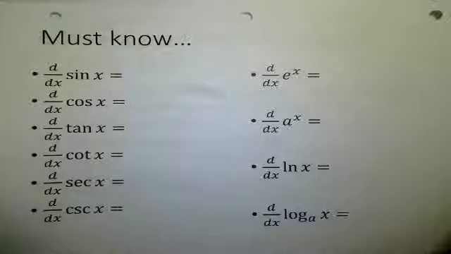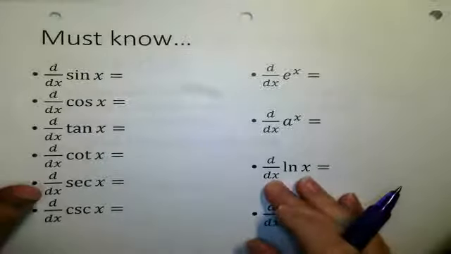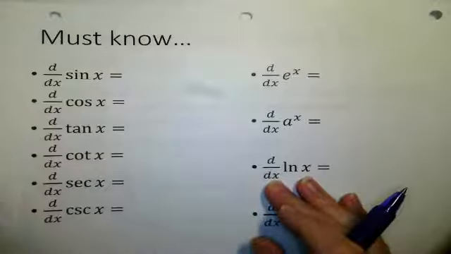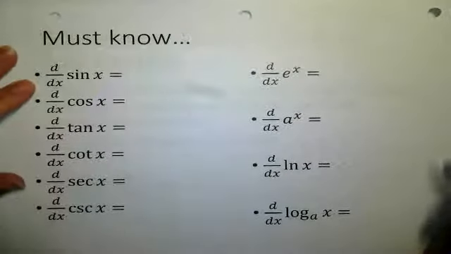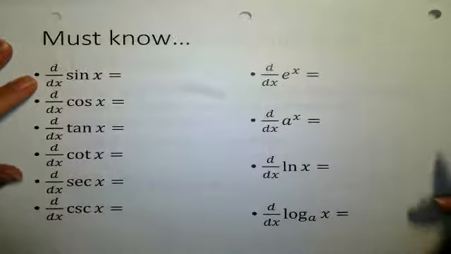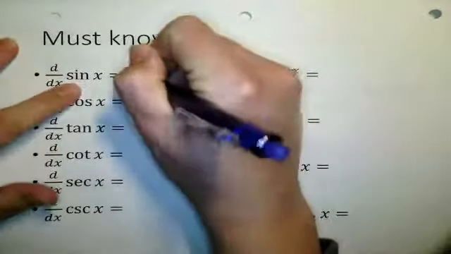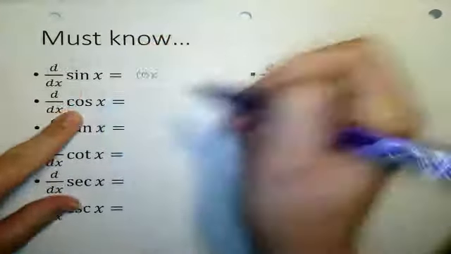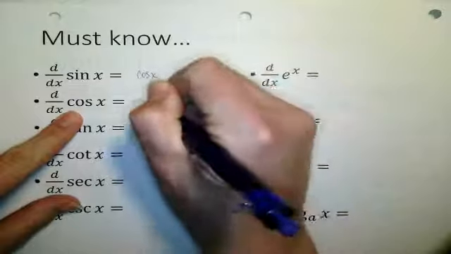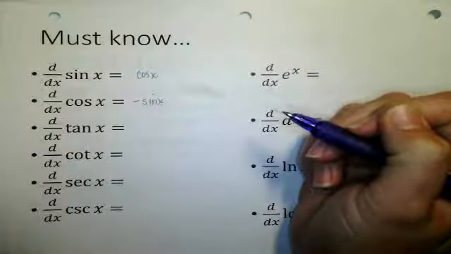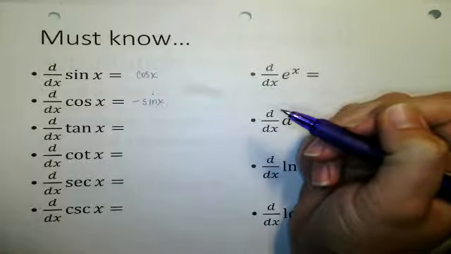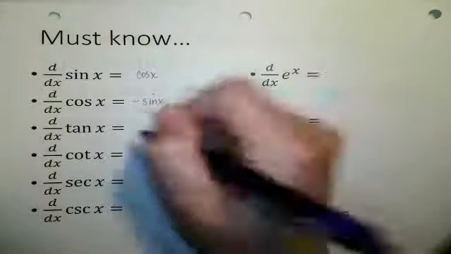All right, hello calculus. This is lesson 6.3, but once again, we're going to start with these must-knows. Hopefully you know all of these, and you're just reading them off. The derivative of sine is cosine. The derivative of cosine is negative sine. The derivative of tangent is secant squared.